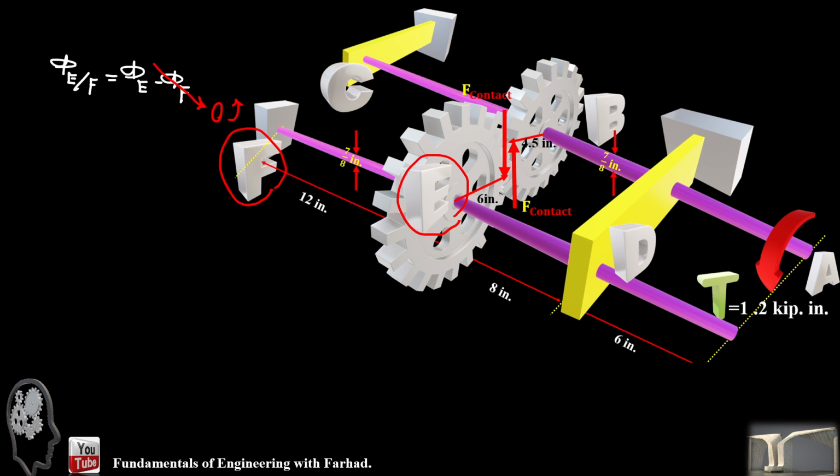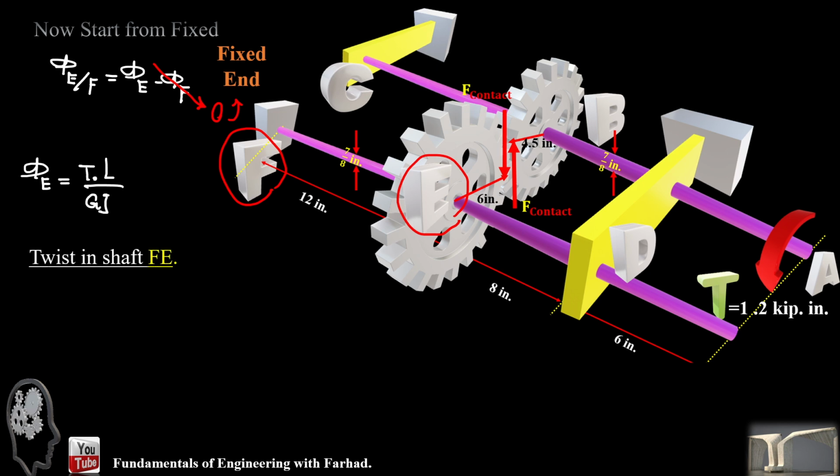Now we can start from the fixed end at F. Phi E with respect to F is phi E minus phi F, and phi F is 0 due to the fixed end. So phi E is equal to TL over GJ. Let's move to the twist in shaft FE over here.